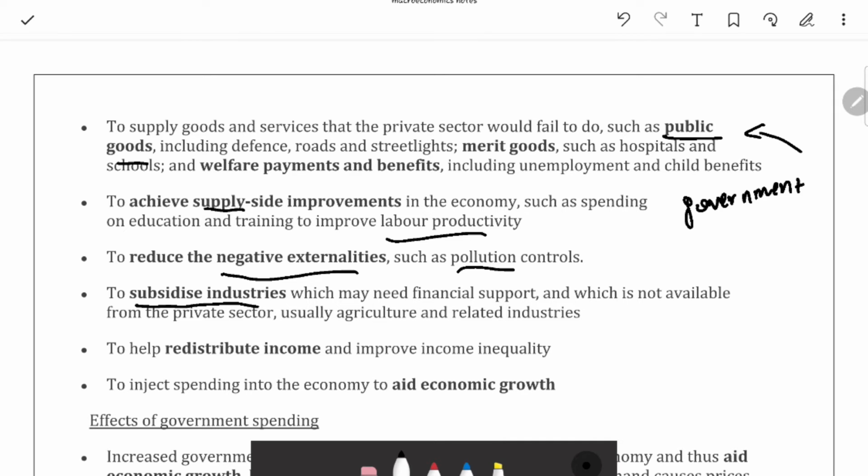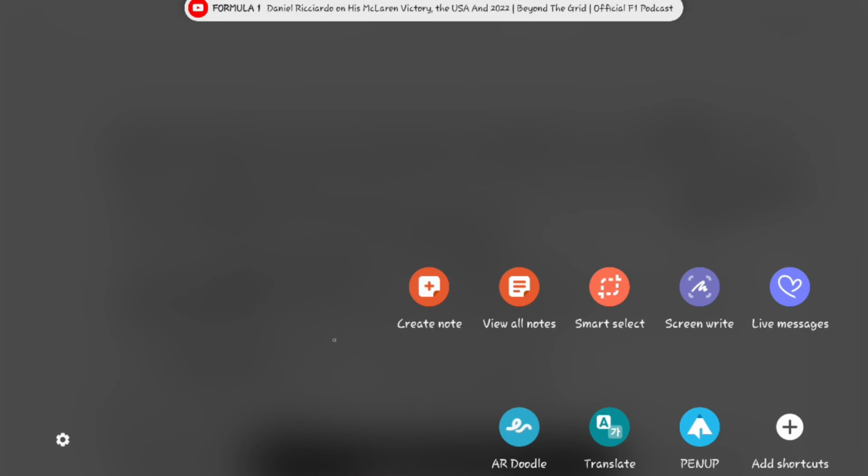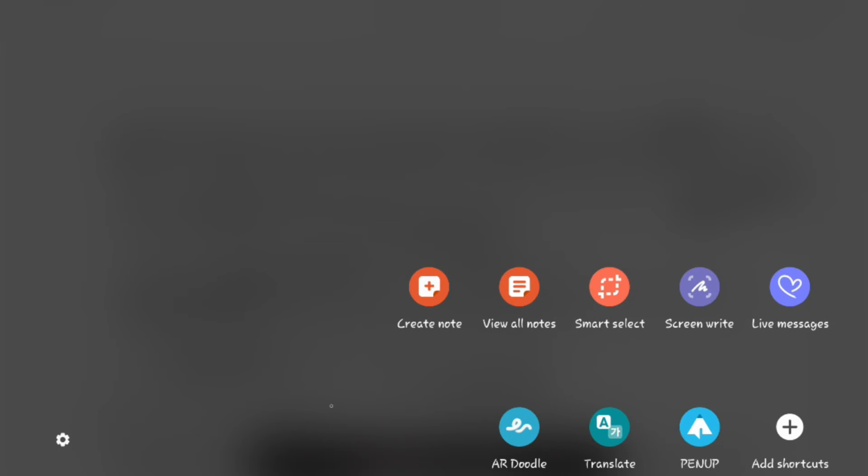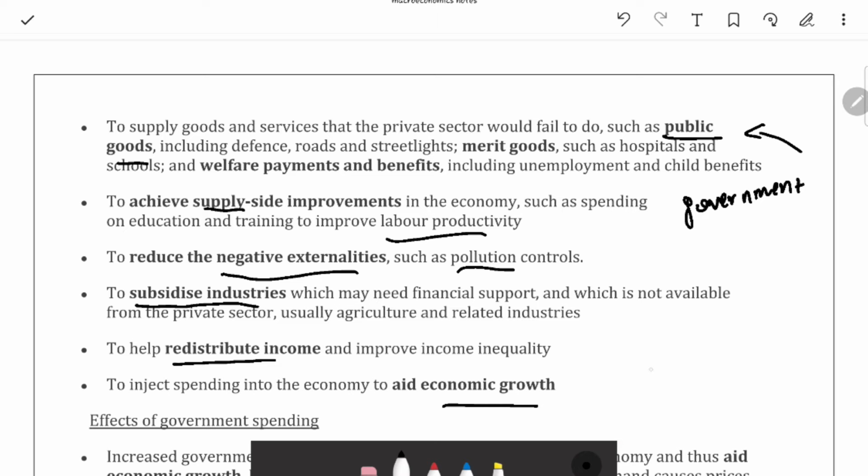The next one is to redistribute income. The government really struggles with this. Actually, every country struggles with this. They want to have a low poverty rate so that everyone can have a good lifestyle. And the last one is to aid economic growth.